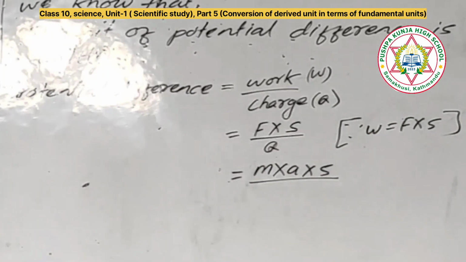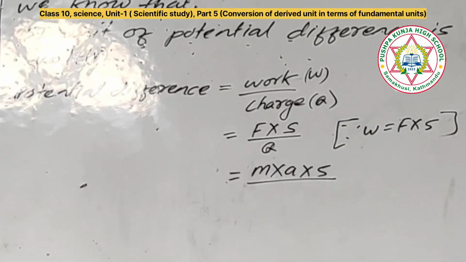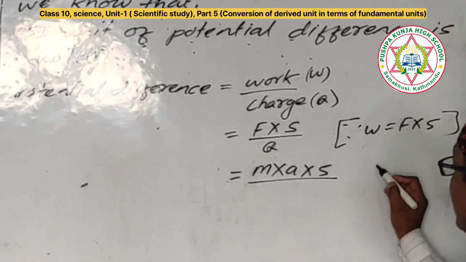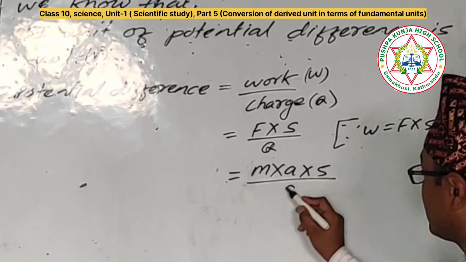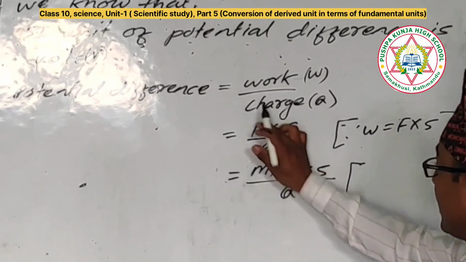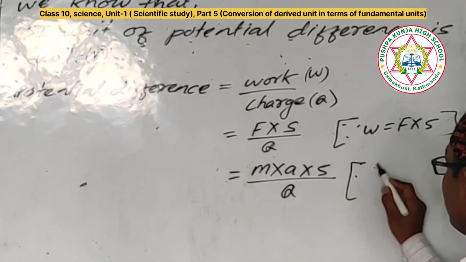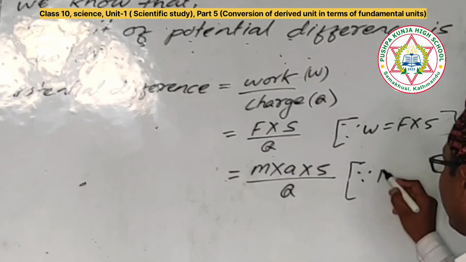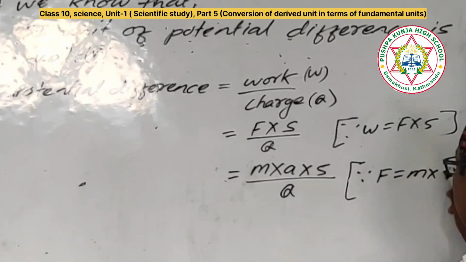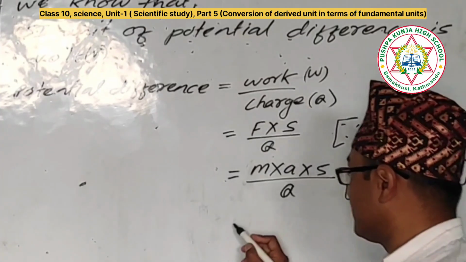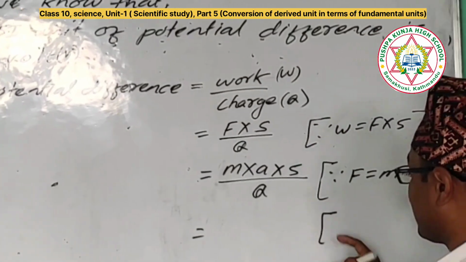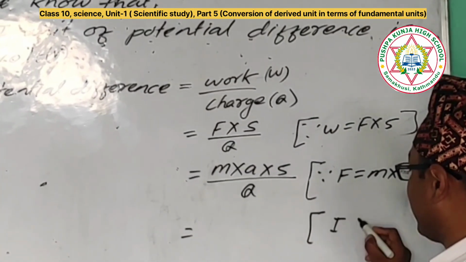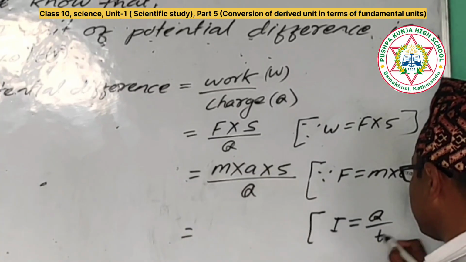Q is not a fundamental quantity. Current is. Okay. So what is the formula of current? We will do this later, in the next step. For now, let us apply it because we know that F is equal to M into A. Now let us do Q. To do Q, first, current is fundamental. So what is the formula of current? I is equal to Q by T.